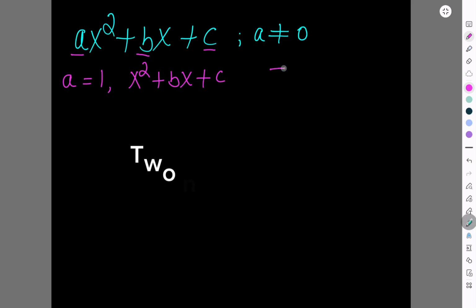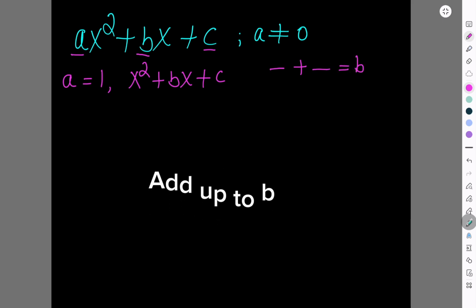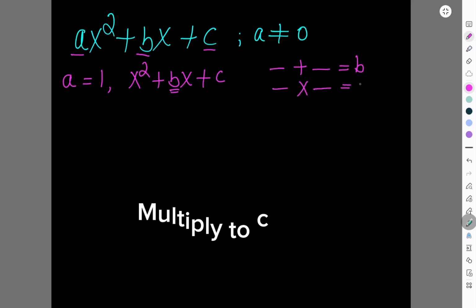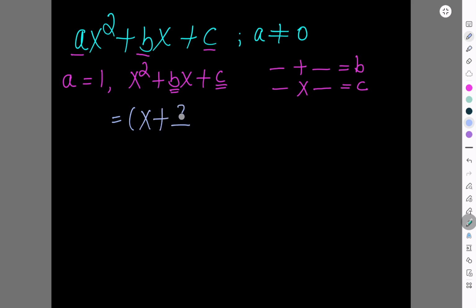find out two numbers with their sum to be b, the coefficient of x, and the product of these paired numbers is going to be what? Exactly c, the constant. Then once we get these two numbers, the factorized form of this expression is simply x plus one of the numbers multiplied by x plus the other number that we get here.